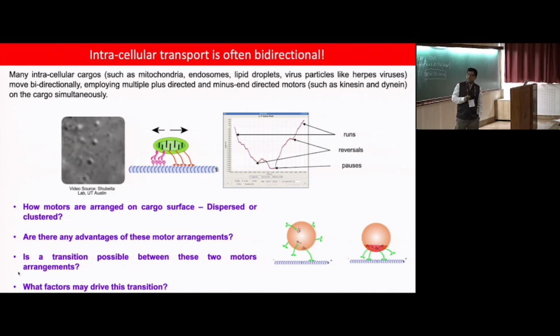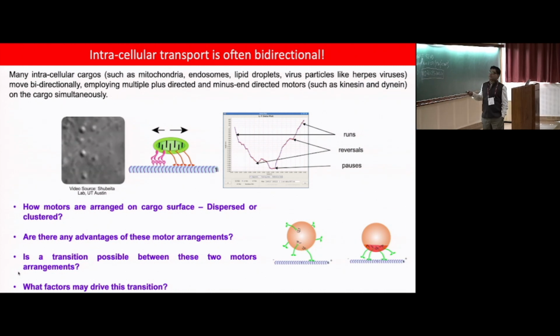Now, very recently, people have also got interested in understanding how the motor proteins are arranged on these individual cargo surfaces, whether they are arranged in a dispersed arrangement or a cluster arrangement, and if so, what the advantages of these different types of motor arrangements are, and if any transition is possible between these two types of motor arrangements, and what factors might drive this transition from, let's say, dispersed to clustered or clustered to dispersed arrangement. So this is what we try to address.